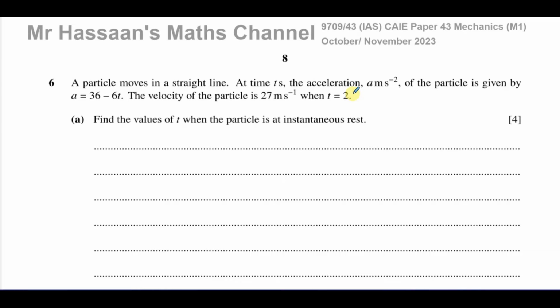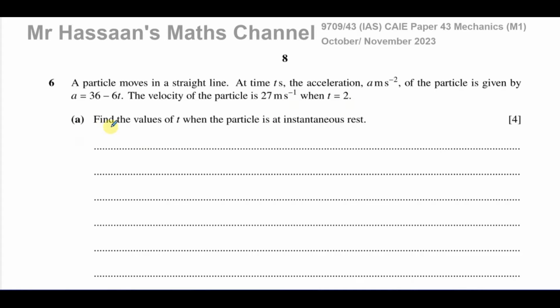The mechanics paper, which is from syllabus 9709. And this question here is about variable acceleration. We're told that a particle moves in a straight line at time t seconds. The acceleration a meters per second squared of the particle is given by a equals 36 minus 6t. The velocity of the particle is 27 meters per second when t equals 2.